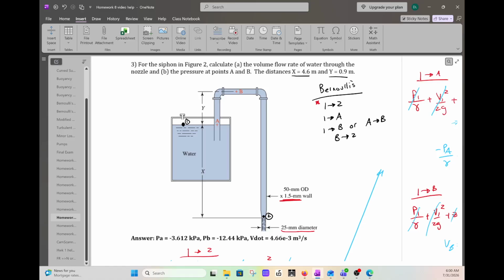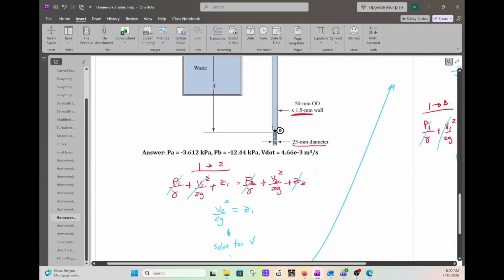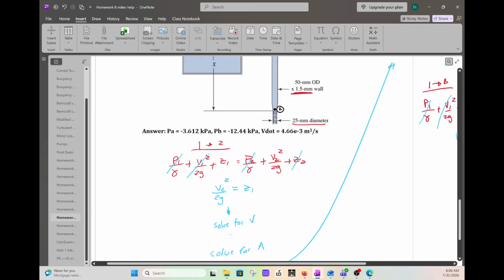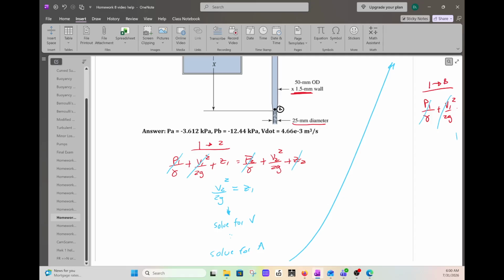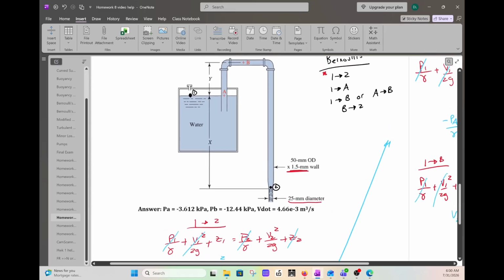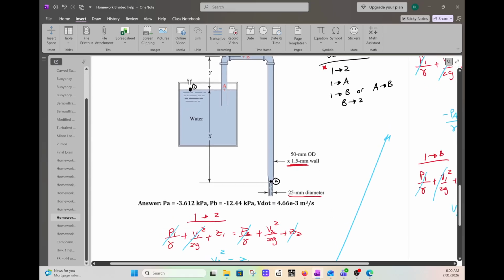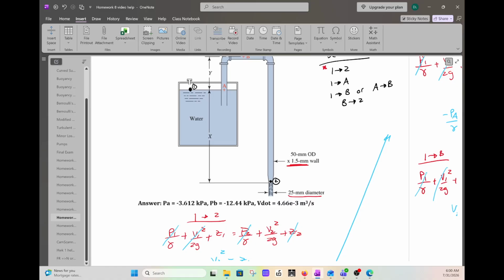Okay. Now, what you need to do is you can't find those pressures unless you find the velocities inside the pipe. Really, the first step is to go from 1 to 2. If you do Bernoulli's from point 1 to point 2, so point 1 is the free surface of the water in the tank, point 2 is the exit at this 25 millimeter diameter.